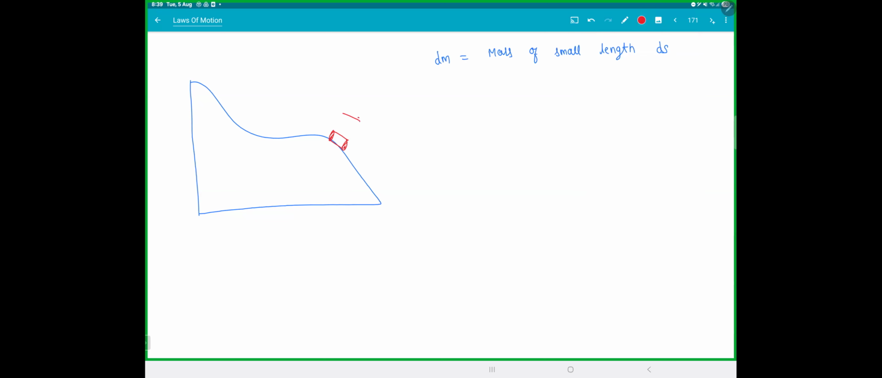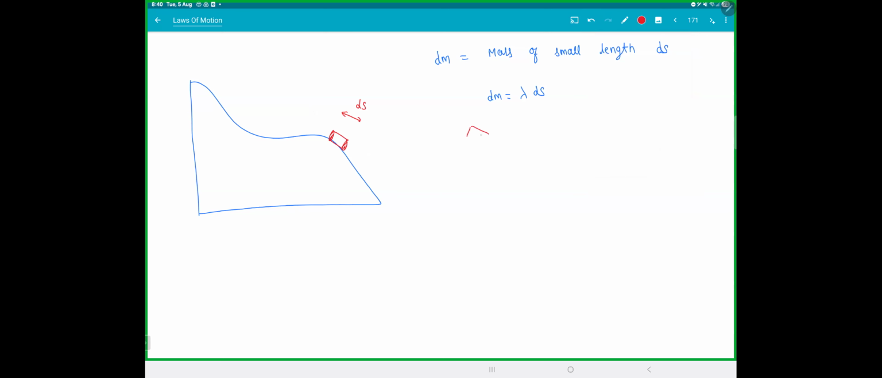So this length is ds. So dm will be lambda, that is mass per unit length, into length. What are the forces acting on this small piece? The forces acting on this small piece, there will be a tension T here, T plus dT. Tension here will be T, and here I'll just draw an FBD there.